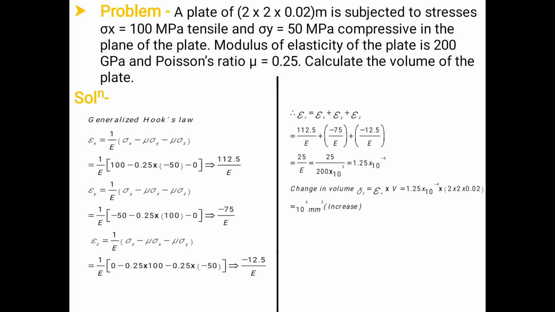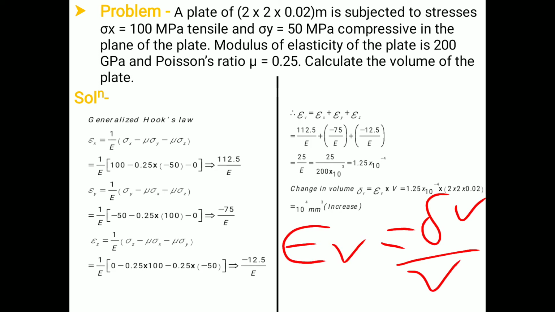Now how to find out that change in volume of the plate? We have the concept of strain. We have the concept of volumetric strain. Epsilon V is equal to change in volume upon original volume. From this we have to find out the value of delta V. To find out the value of delta V we must know the value of epsilon V. Epsilon V is nothing but the volumetric strain. We know the value of V which is already given in the numerical, only we have to find out the value of epsilon V.